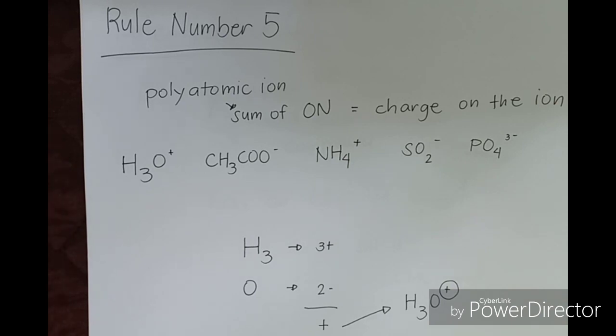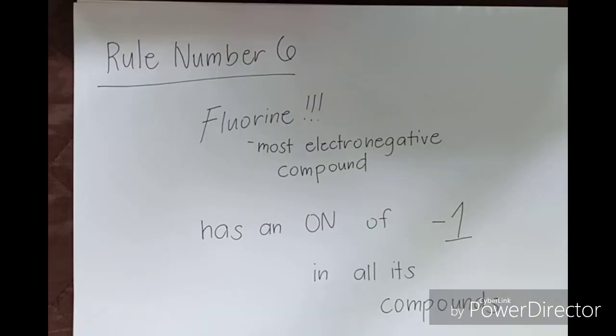Rule number 5. In a polyatomic ion, the sum of the oxidation states of the constituent atoms is equal to the charge on the ion. Examples are hydronium, acetate, ammonium, sulfate, and phosphate. In the hydronium ion, the charge of hydrogen is +1, which makes it +3, then oxygen has -2. The overall ionic charge is +1, so the sum of oxidation states is equal to the charge of the ion.